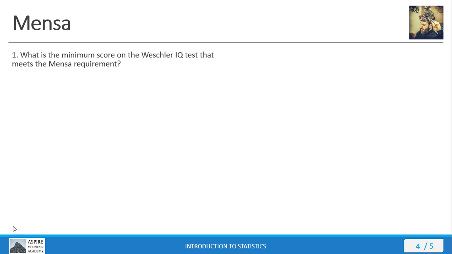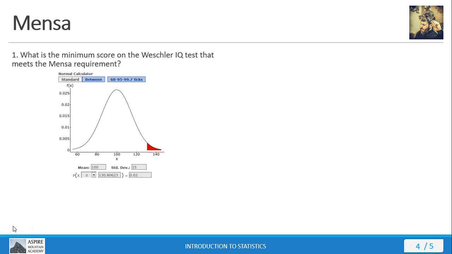Mensa requirement? So to answer this question, I'm going to go into StatCrunch, and I'm going to stick in the mean and the standard deviation values that they give me. I want the probability that I'm going to get over some random variable. I don't know what that is. That's the minimum score they're actually looking for. But I know it's in the top 2%.